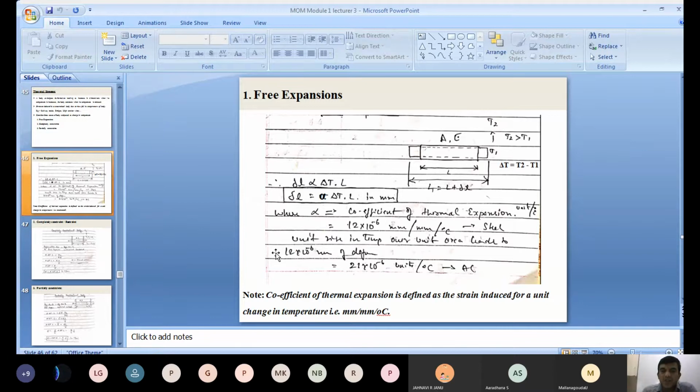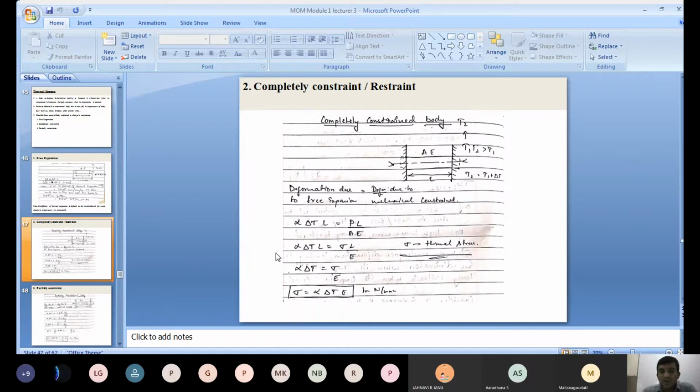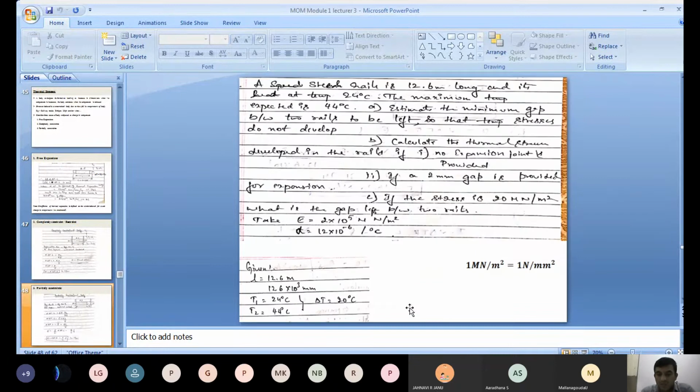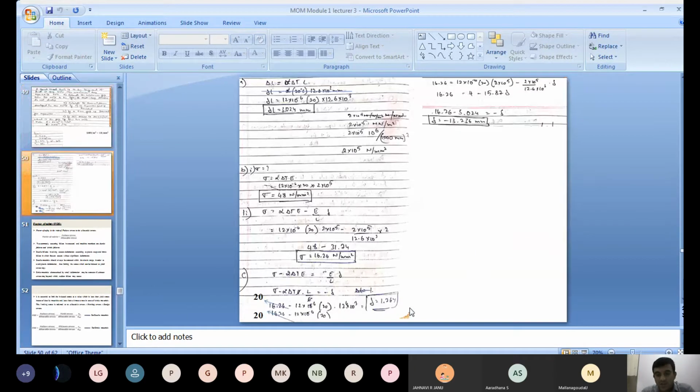So for free expansion, delta L is equal to alpha into delta T into L. For completely constrained or restrained, where thermal stresses are developed, the magnitude is alpha into delta T into E. Next, partially constrained means there is a gap between one support and the free end of the bar or member. That gap we call delta, right? Now what is the stress developed here? Sigma is equal to alpha into delta T into E minus E into delta divided by L, in Newton per mm square. And also we solved a simple problem related to thermal stresses.